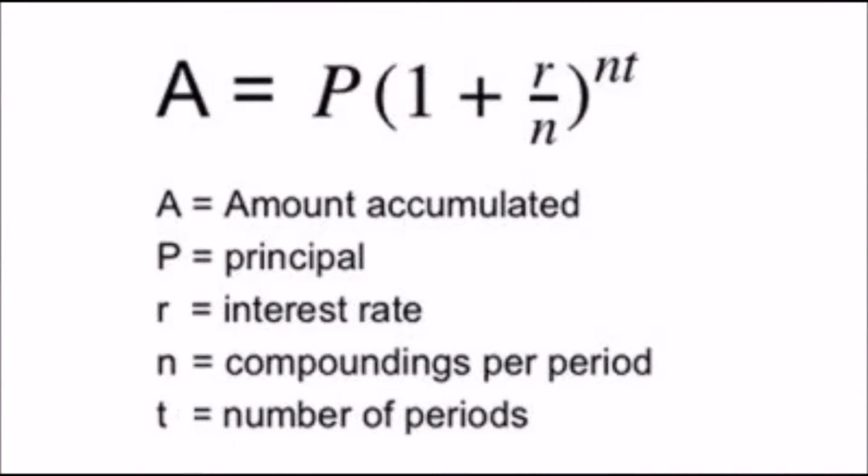The model for compound interest is A equals P times (1 plus R over N) to the NT power, with A being the amount accumulated over time, P being the principal amount administered, R being the interest rate, N being compoundings per period, and T being the number of periods overall.